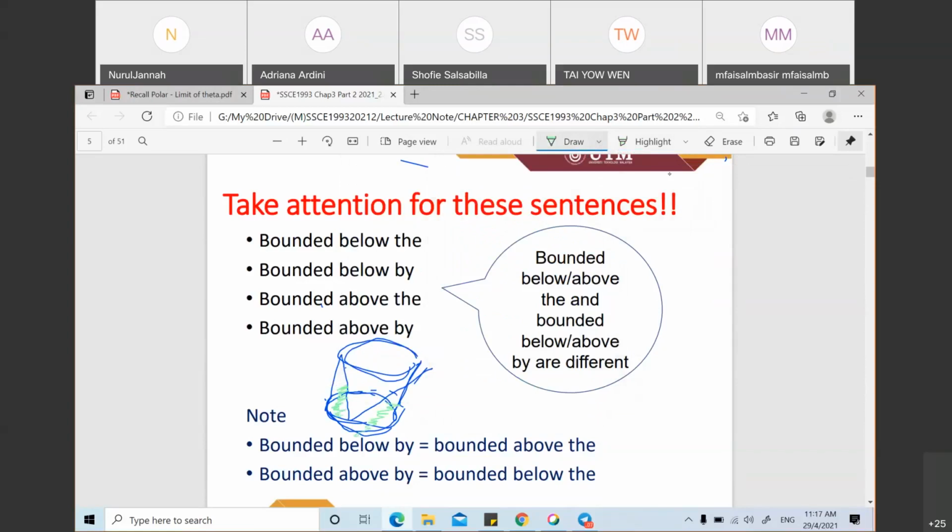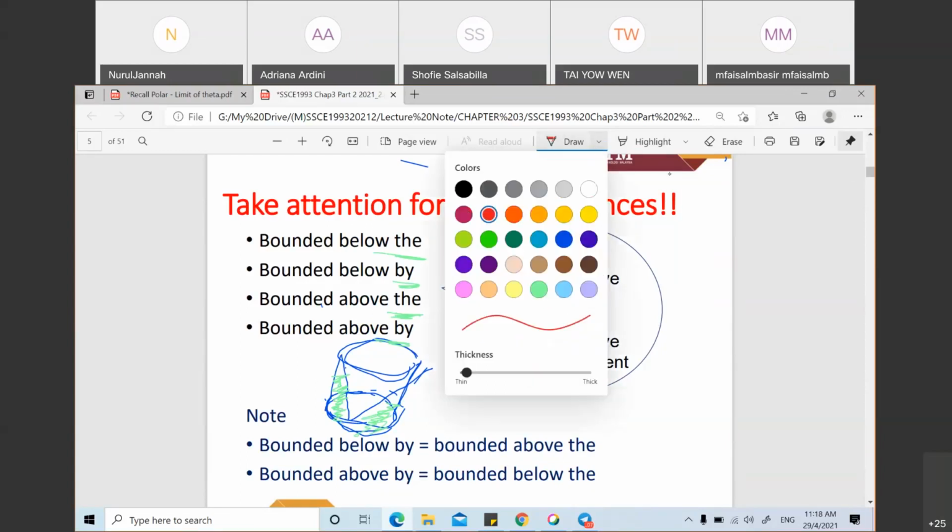Bounded below the cone. If I said bounded above the cylinder, we don't have bounded above the cylinder. So bounded below the cone is clear. Okay, below the cone. We don't want the cone. Bounded above the cylinder, we don't have. So something about this, okay? But you have to know that above the means below by. Below the means above by. It's just the wording. Okay.